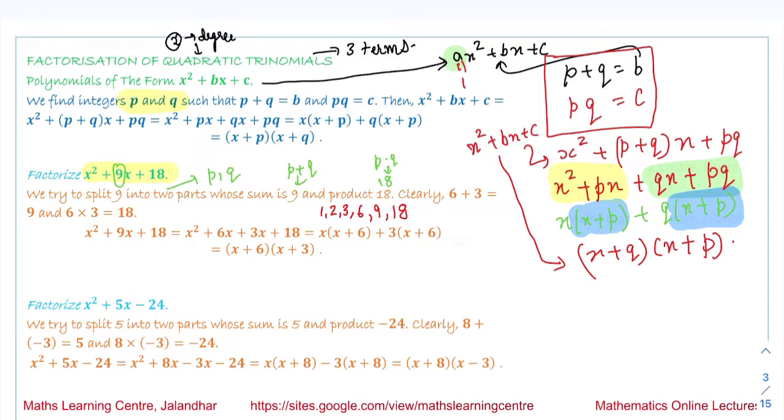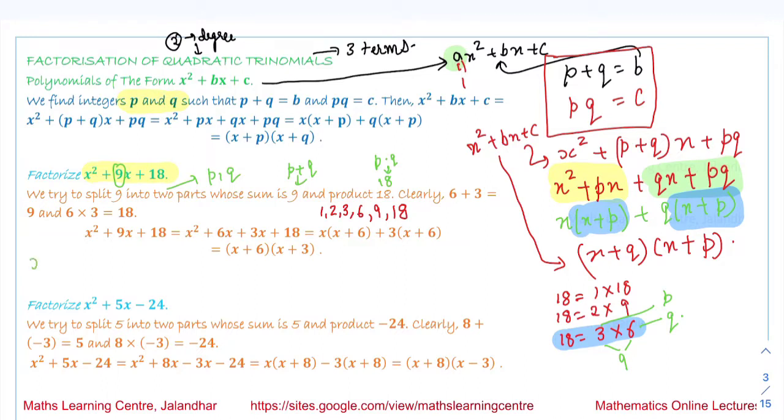We can write 18 as 1 into 18, 18 as 2 into 9, and 18 as 3 into 6. Out of these we can see that 3 into 6 is there, for which 3 plus 6 is 9. So this 3 will serve as p and this 6 will serve as q. The numbers we have obtained are 6 and 3.